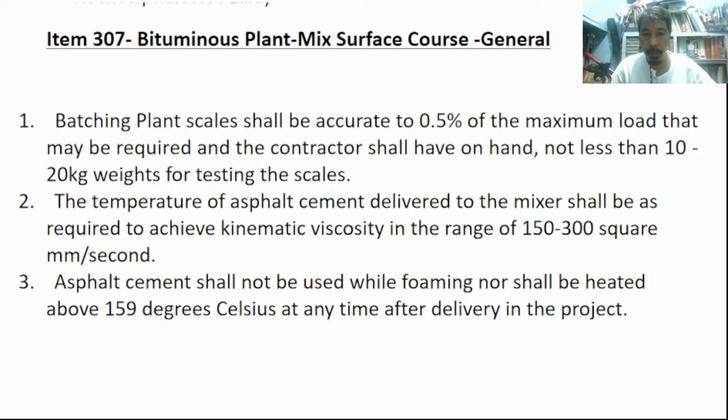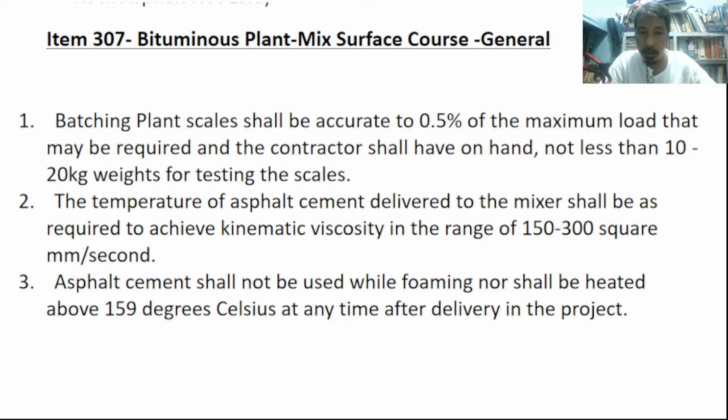Scales shall be accurate to 0.5% of the maximum load that may be required, and the contractor shall have in his possession not less than 10 to 20 kilogram weights for testing the scales. Requirement for testing: 10 to 20 kilograms. Batching plant accuracy, for example, 0.5%. Batching plants are not civil equipment, they are mechanical equipment, and look at the error accuracy. Very high level of accuracy, less than 1%, actually 0.5%, one half of 1%.